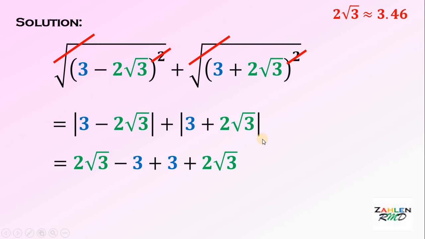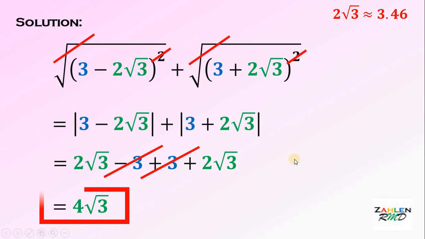Because we have no problem in this number, 3 plus 2 square root of 3, because this is definitely a positive number. Therefore, the next step must be 2 square root of 3 minus 3 plus 3 plus 2 square root of 3. Now we have negative 3 and positive 3, so we can cancel out negative 3 and positive 3. And therefore, we have 2 square root of 3 plus 2 square root of 3. And we get 4 square root of 3. And that's the answer. And we're done.